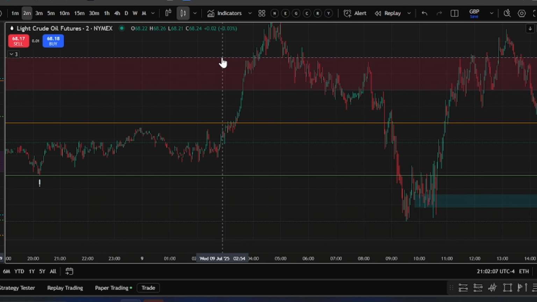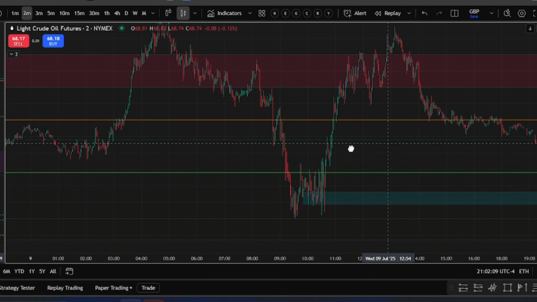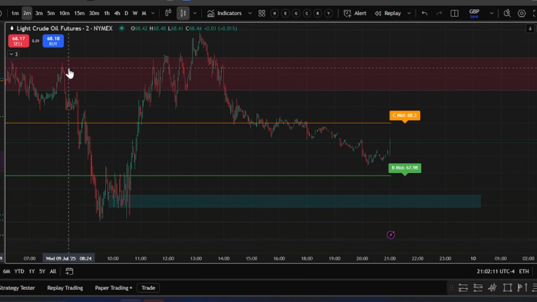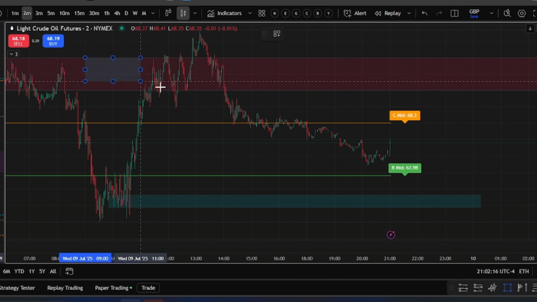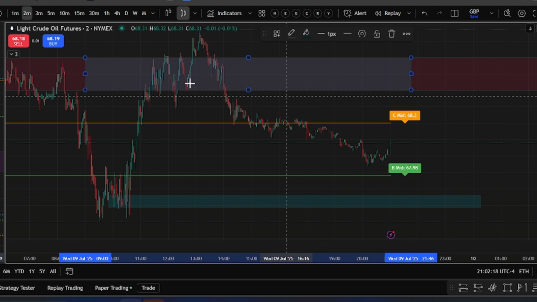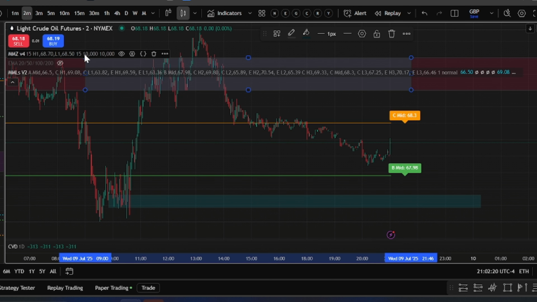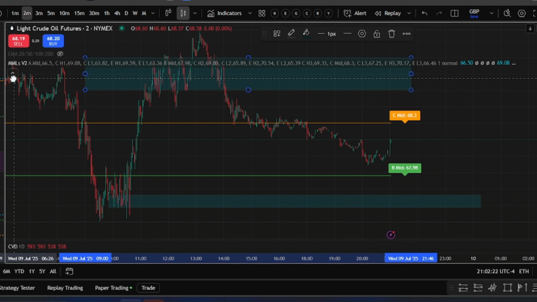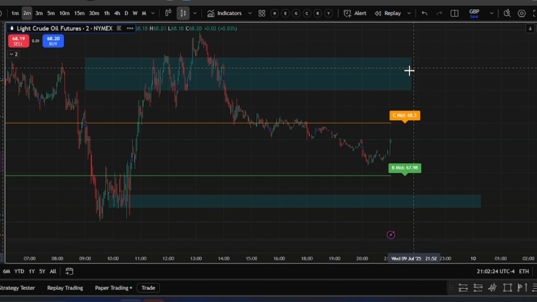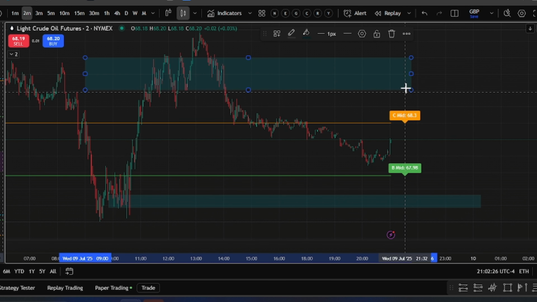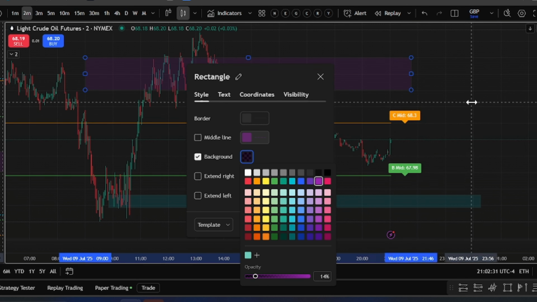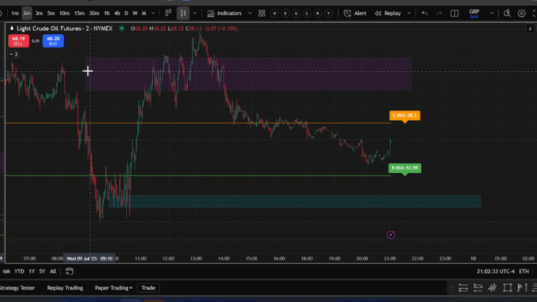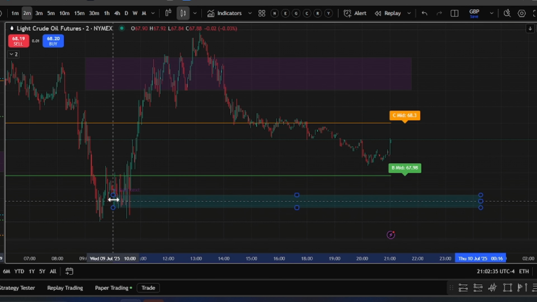So this zone was provided at 9 a.m. This is actually the purple zone that I share at 9 a.m. So this is just an indicator that helps me plot these zones. But yeah, this is the purple zone that's provided at 9 a.m. So I'll just fix the color quickly so it's easier for you to interpret. And this one is provided at 10 a.m.